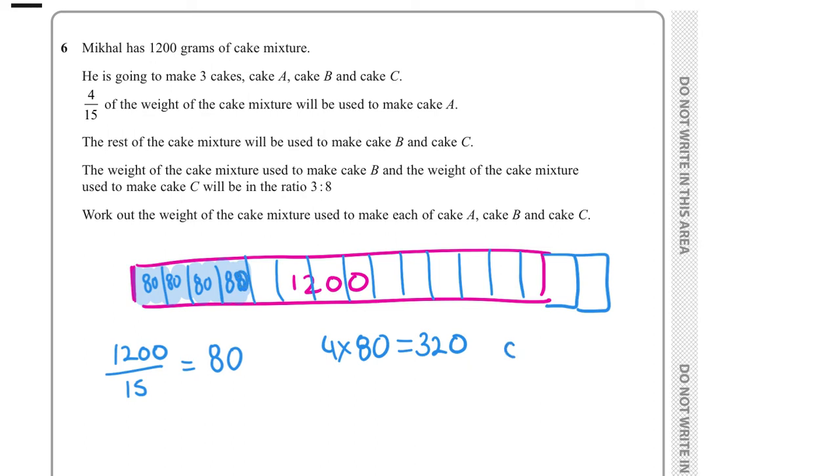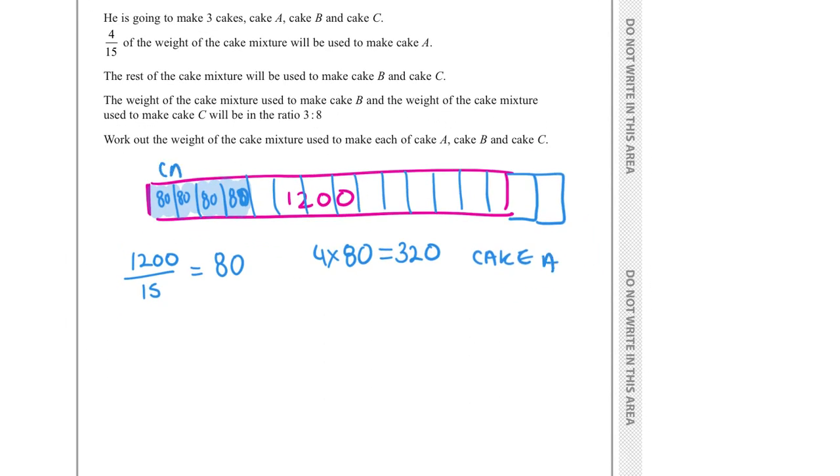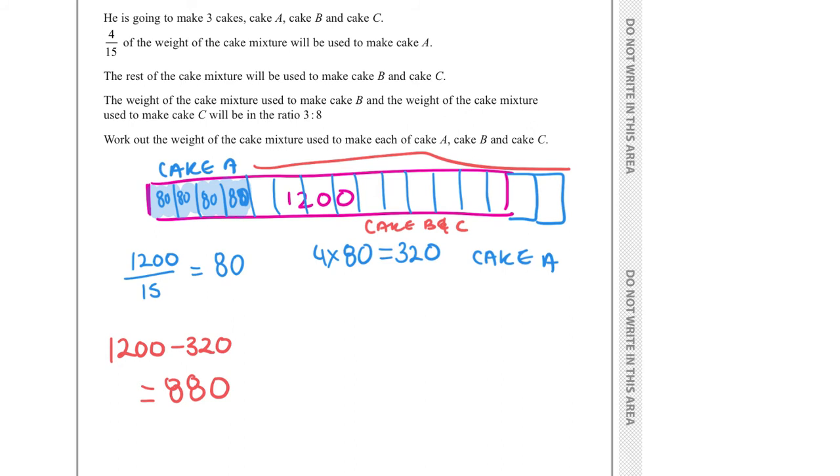320 is used for how much? Cake A. How much is left for cake B and C? Cake B and C is whatever's left over, isn't it? So 1,200 minus 320 is going to give me 880, right? And that's what's left for cake B and C. But we don't know really what we have to do now. So let's carry on reading.